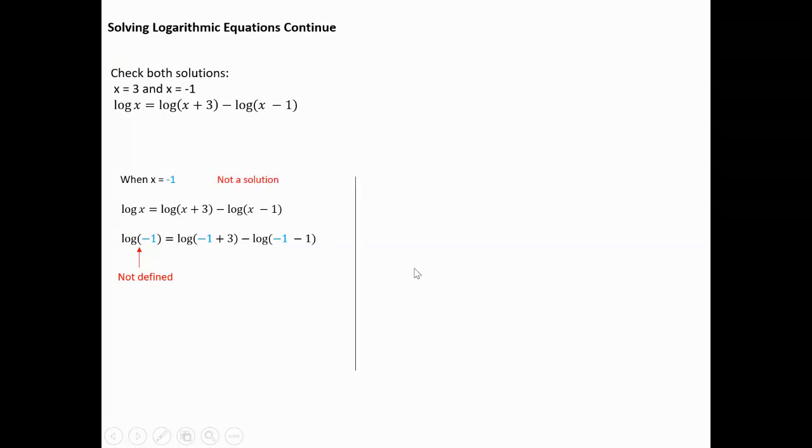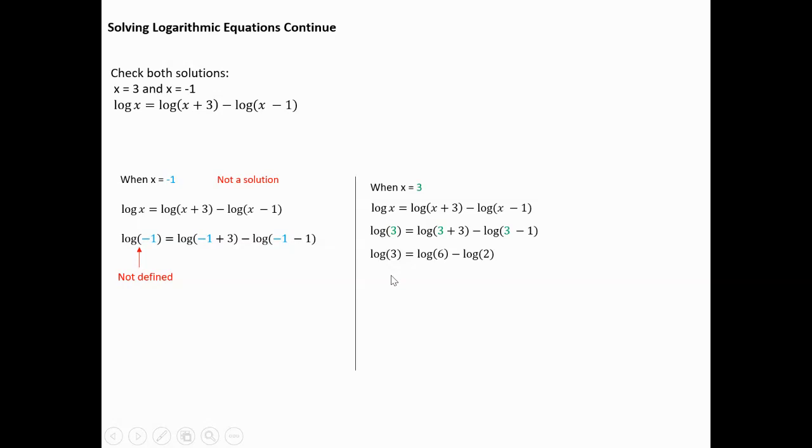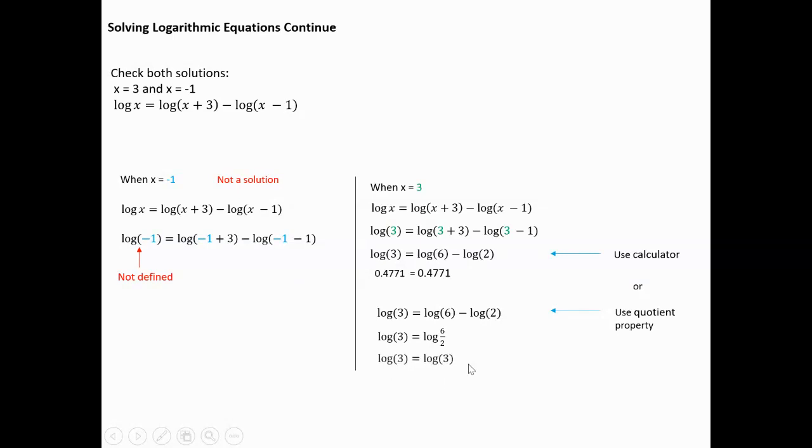Now, if we plug in 3 for every x, well, we have log of 3 equals log of 6 minus log of 2. Here we can just actually use a calculator, right? So this will give us the answers for both sides. But you can do it without the calculator. On the right side, we can apply the quotient property, and put it as a single log. So it's going to give us log of 6 divided by 2, which will give us log of 3. So log of 3 equals log of 3. So these are equivalent. So the solution is 3.